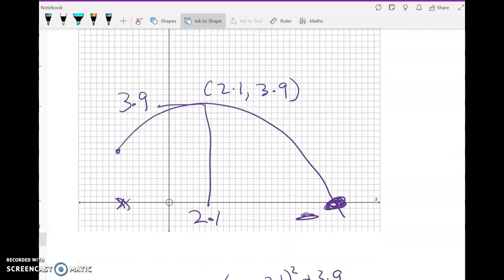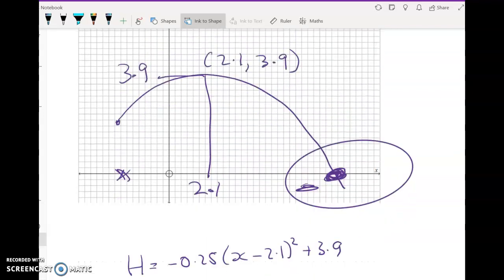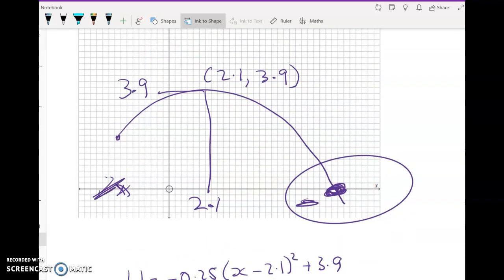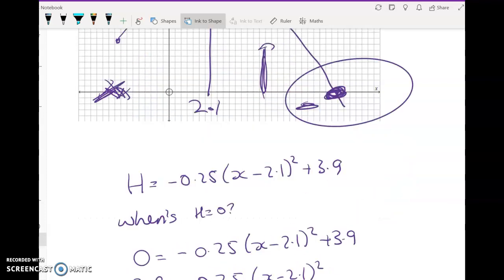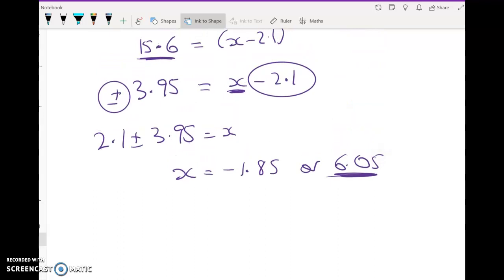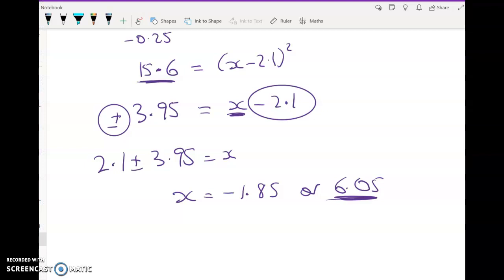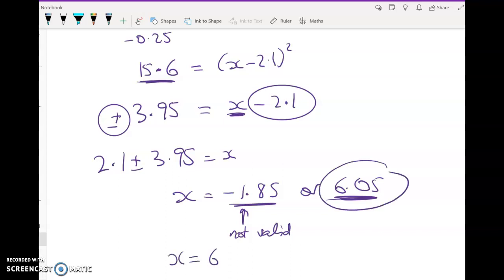But we know that this is the one we want, right? Because we've got enough of a picture to know that it's an x greater than 0 value, because we've got Tane back here and we've got Ruru somewhere on this side missing catching the ball, right? So in here, we can reject this one here. Okay, so we're going to reject this one here, not valid in context, and it's going to be this one here, x is equal to 6.05.